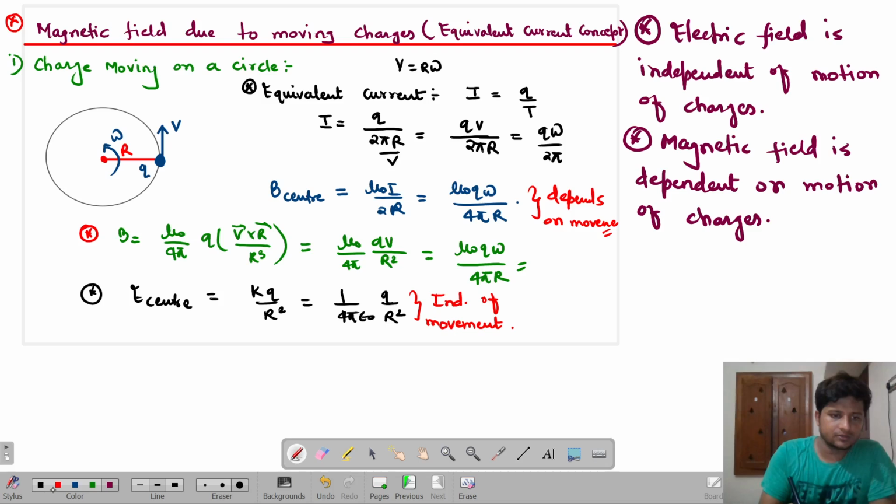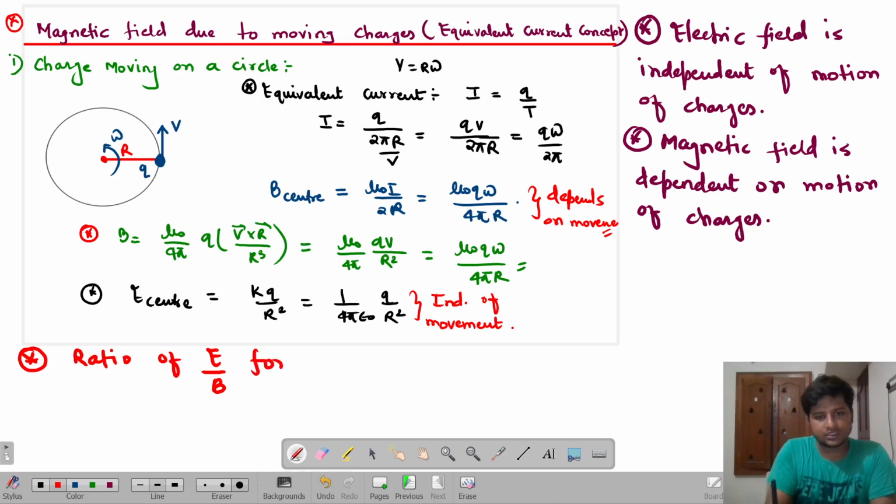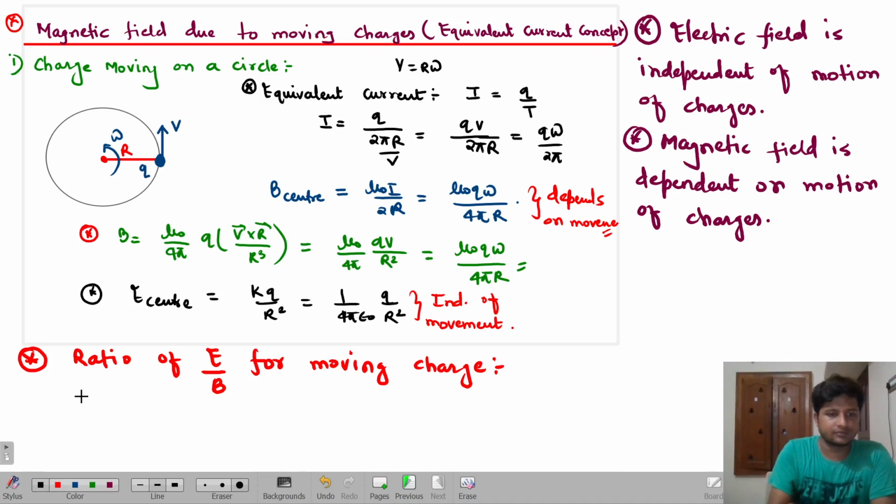So from here, I can calculate the last important conclusion, that is the ratio of electric field and magnetic field for a moving charge. You see that when you calculate E by B, that is basically equal to how much? If you do it, E by B, this Q omega by 4 pi R will cancel each other, isn't it?